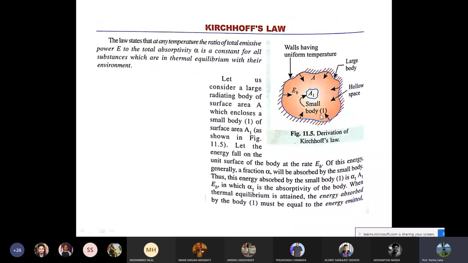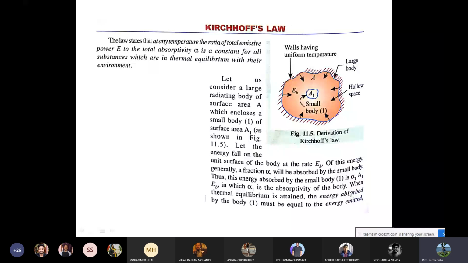Consider a small body, given by 1, with a surface area of A1. Let the energy fall on the unit surface of the body at the rate EB. So EB is the emissive power of the radiation which is falling on the small body. Of this energy, a fraction alpha will be absorbed by the small body. Thus, the energy absorbed by the small body is alpha 1 A1 EB, in which alpha 1 is the absorptivity of the body.